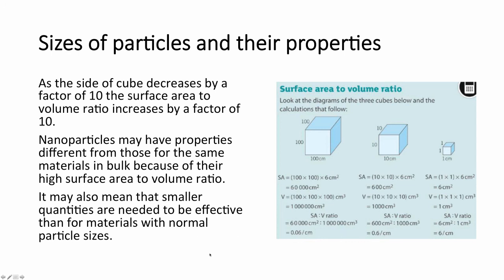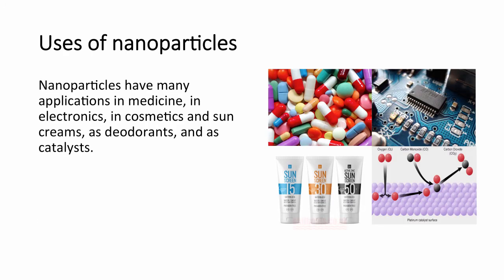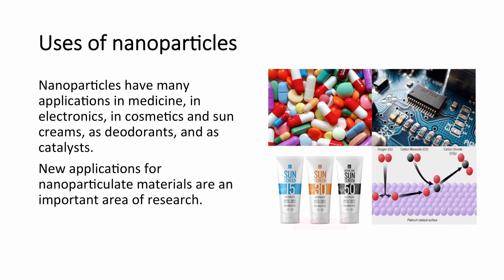And because reactions happen on the surface of chemicals, you actually get many more reactions for the same volume that you've used. So nanoparticles in their size may actually have properties that are different from the same bulk materials. This also means that smaller quantities are needed and actually reduces cost. So uses of nanoparticles can be in things like medicine, electronics, sun creams, deodorants and catalysts. A new application for nanoparticulate materials are important in areas of research.